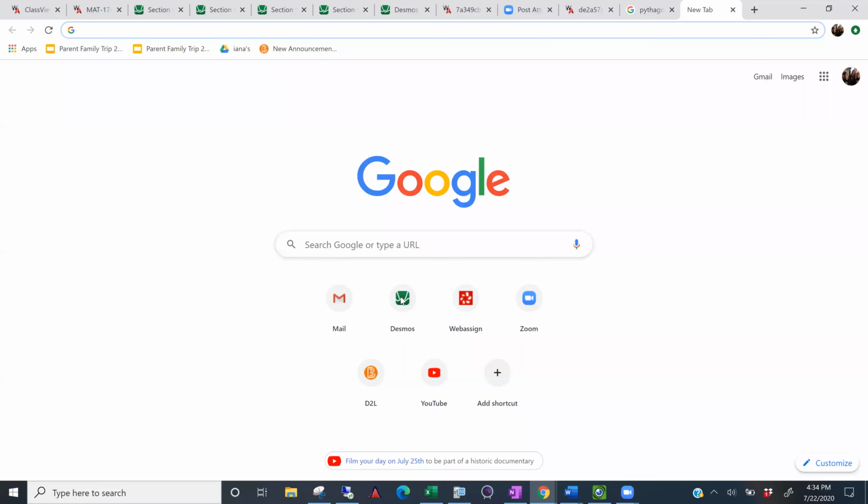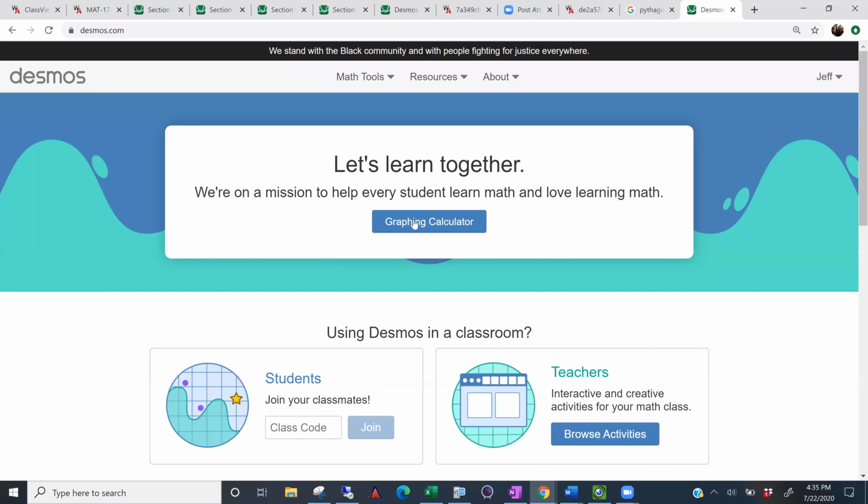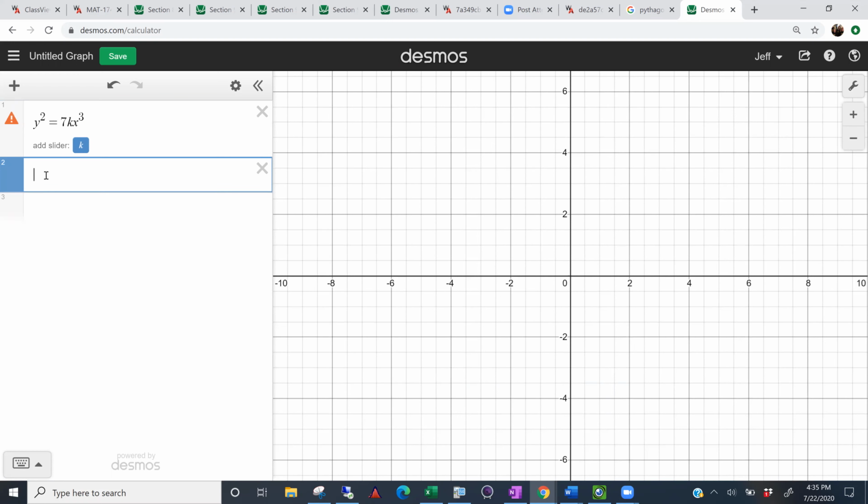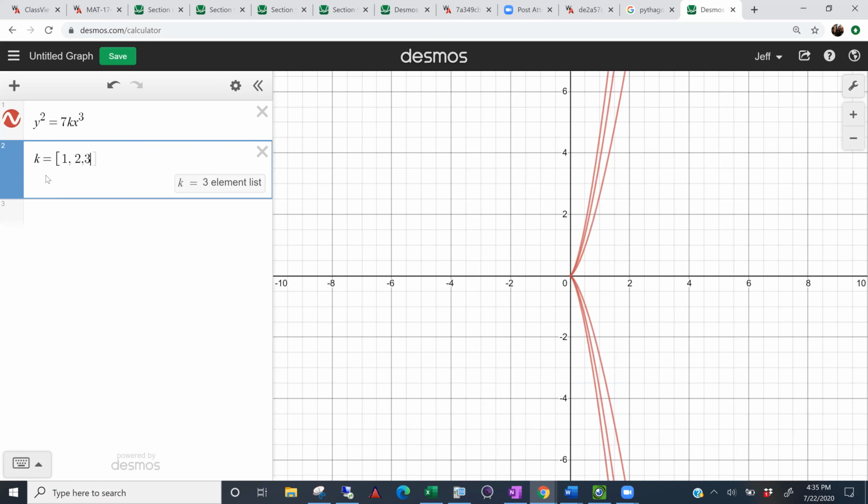So, not WebAssign, Desmos. Got WebAssign on the brain too much. Let's do y squared equals 7k x cubed. And I'll let k be a few values: k equals 1, 2, and 3. Okay. So there's a few values, a family of curves, and you can plot tons of these things.